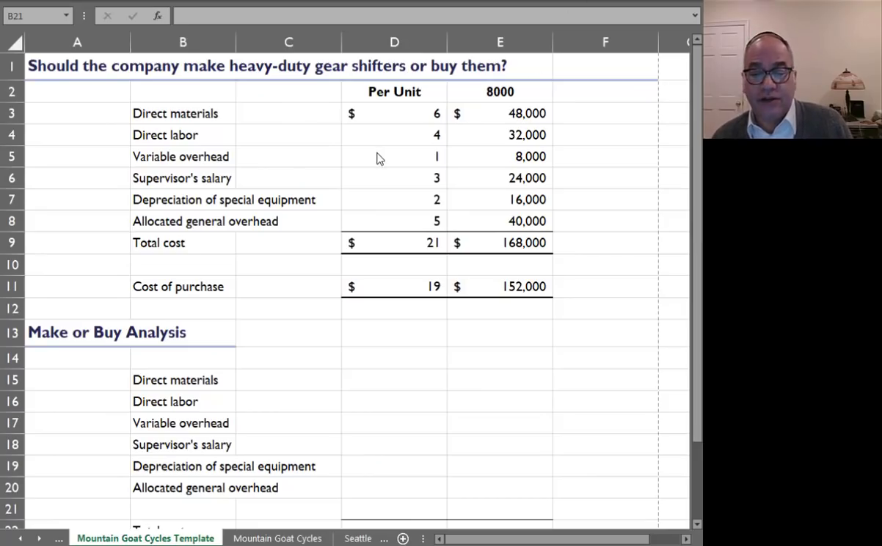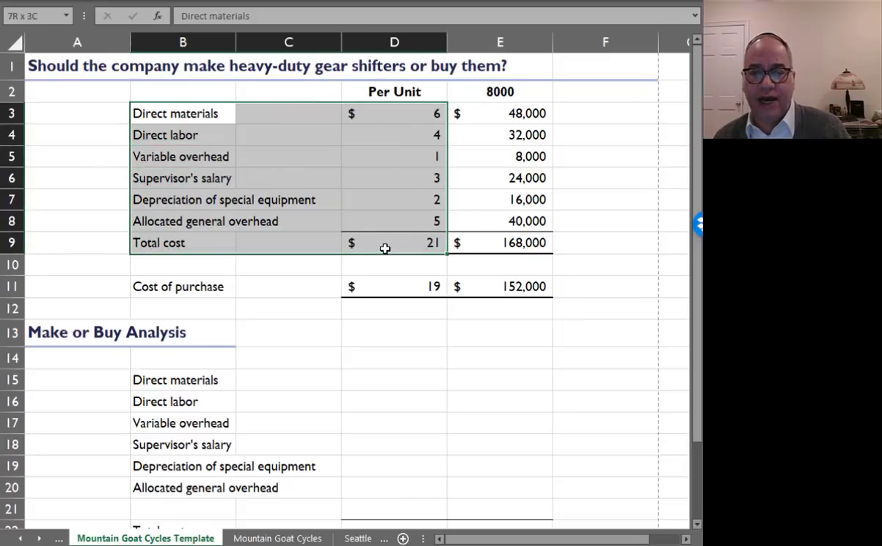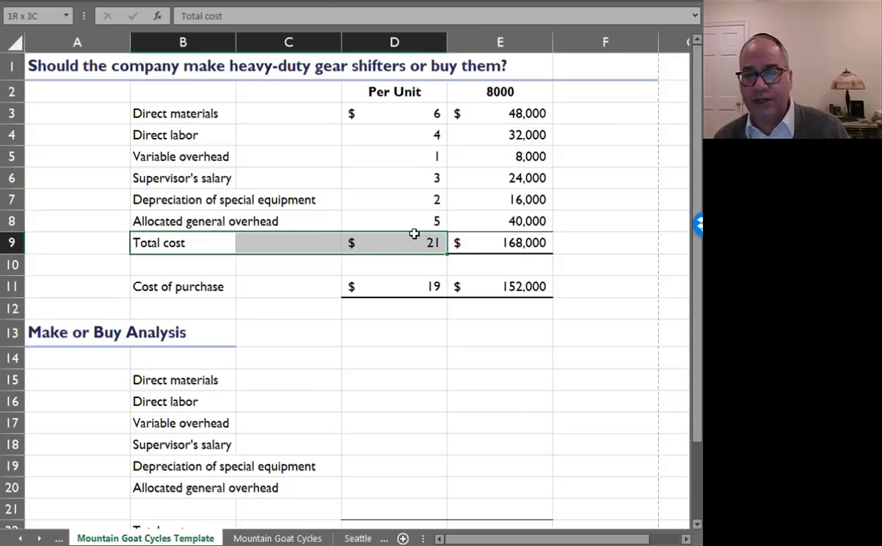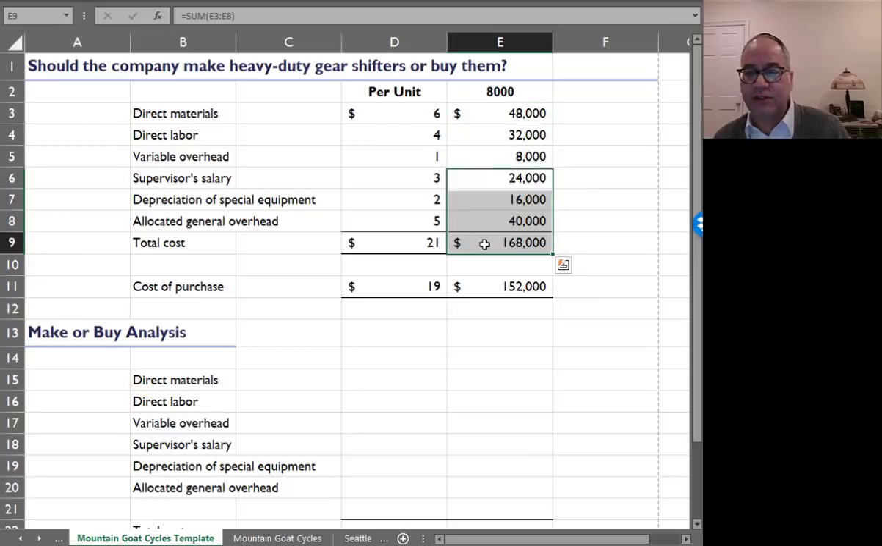So mountain goat cycles. I don't know, it's a strange name for a bicycle company. Would you buy a mountain goat cycle? Anyway, they make 8,000 bikes, and here's how much they need heavy duty gear shifters. And here's how much it costs them right now. Direct materials, direct labor, variable overhead, supervisor salary, depreciation of the equipment, and allocated general overhead. Total cost is $21 a unit. And they make 8,000, so this is the total cost.